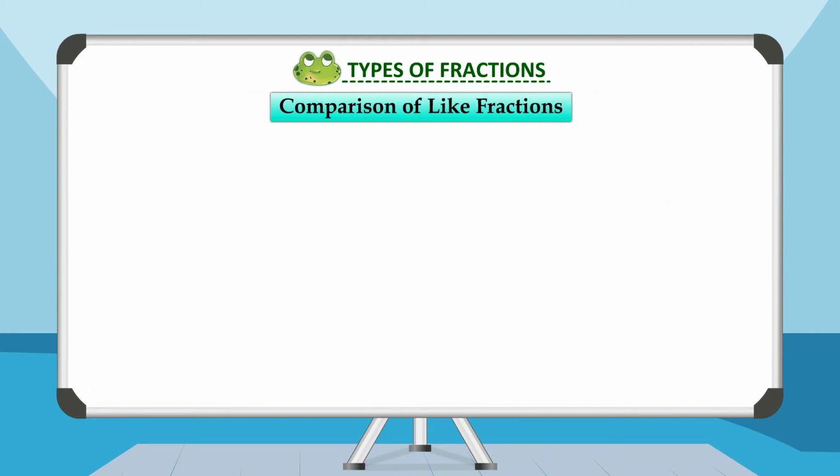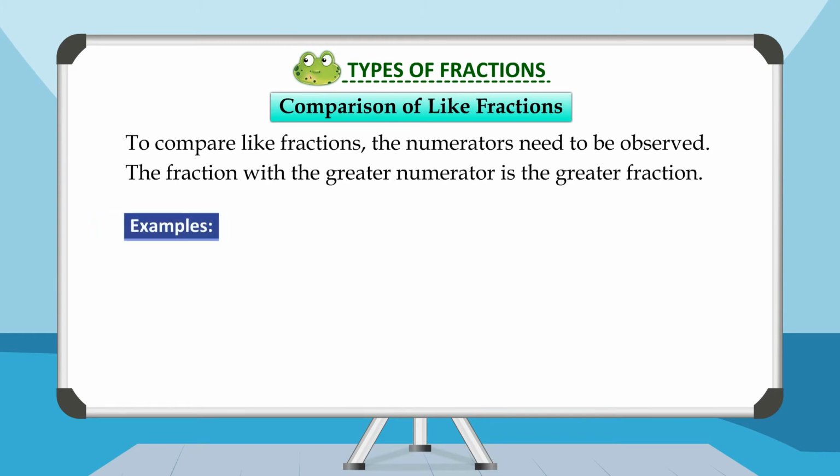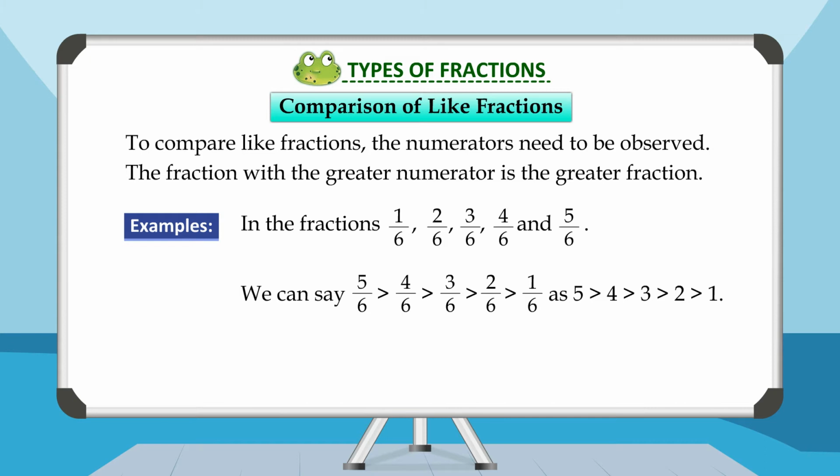Comparison of like fractions. To compare like fractions, the numerators need to be observed. The fraction with the greater numerator is the greater fraction. For example, in the fractions 1 upon 6, 2 upon 6, 3 upon 6, 4 upon 6 and 5 upon 6, we can say 5 upon 6 is greater than 4 upon 6, greater than 3 upon 6, greater than 2 upon 6, greater than 1 upon 6, as 5 is greater than 4, 4 is greater than 3, 3 is greater than 2, 2 is greater than 1.